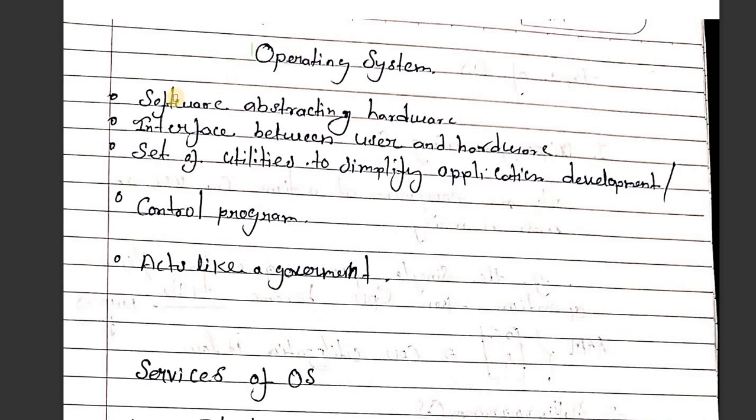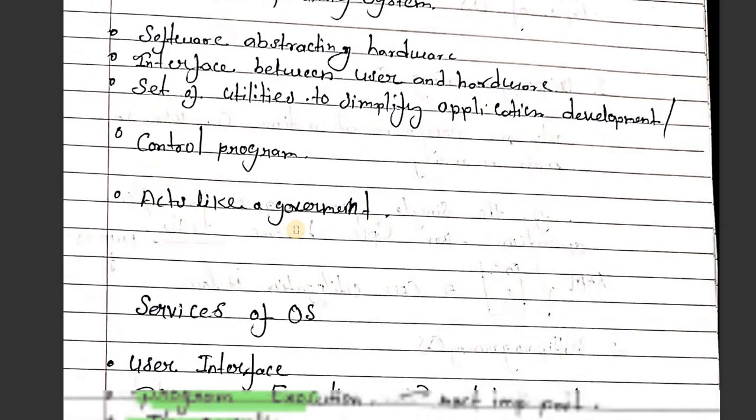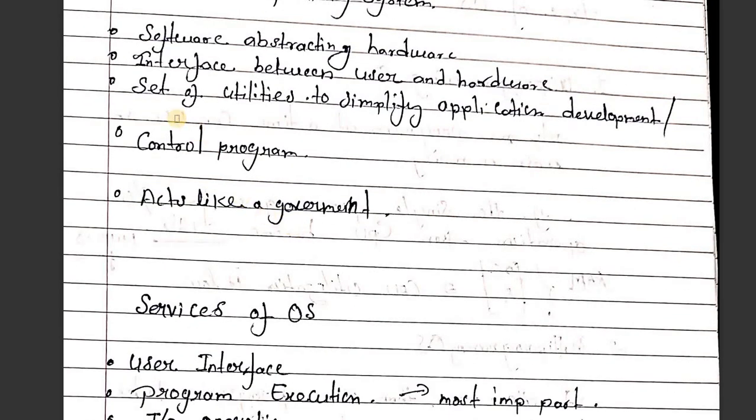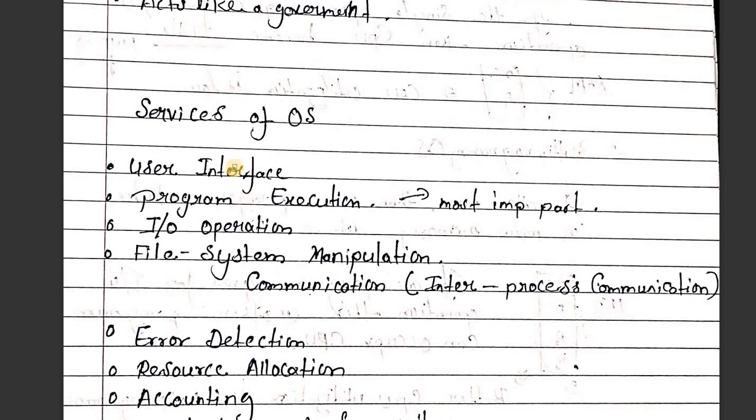First, what is an operating system? An operating system is software that provides an abstraction over hardware. Means the software provides an abstraction between the hardware, so the user can't interact with the hardware directly. The operating system interacts with the hardware on behalf of the user, provides an interface between user and hardware, and a set of utilities to simplify application development. Means to develop applications, it provides utility programs and control programs, and acts like a government in a PC.